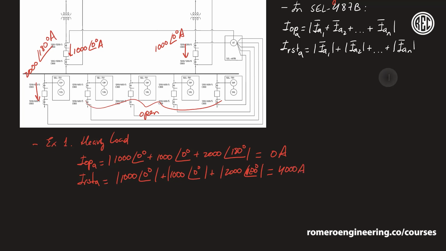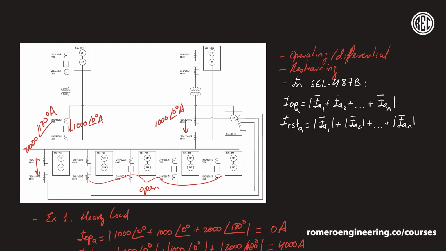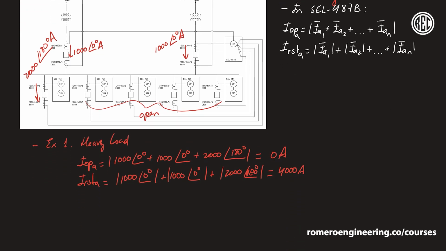And again, notice the point that I was making earlier, and that is that under normal conditions, in this case under load, the operating current comes out to 0, and the restraining current, because we have a heavily loaded bus, comes out fairly high.